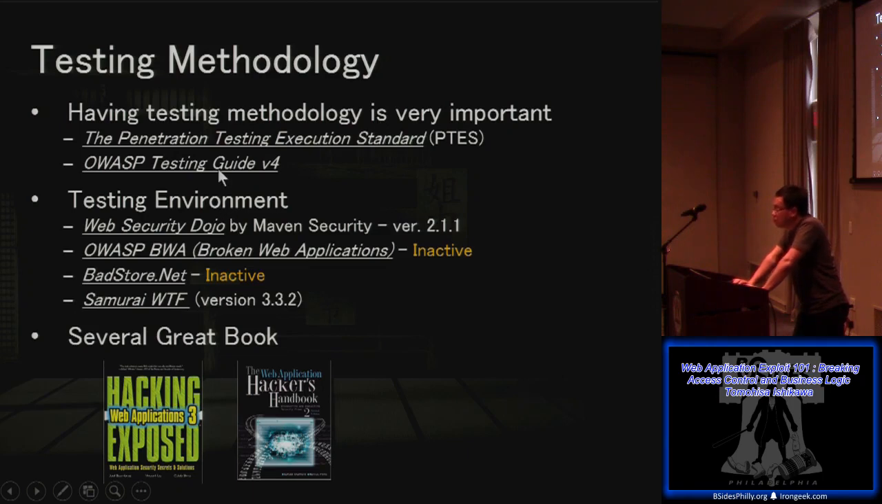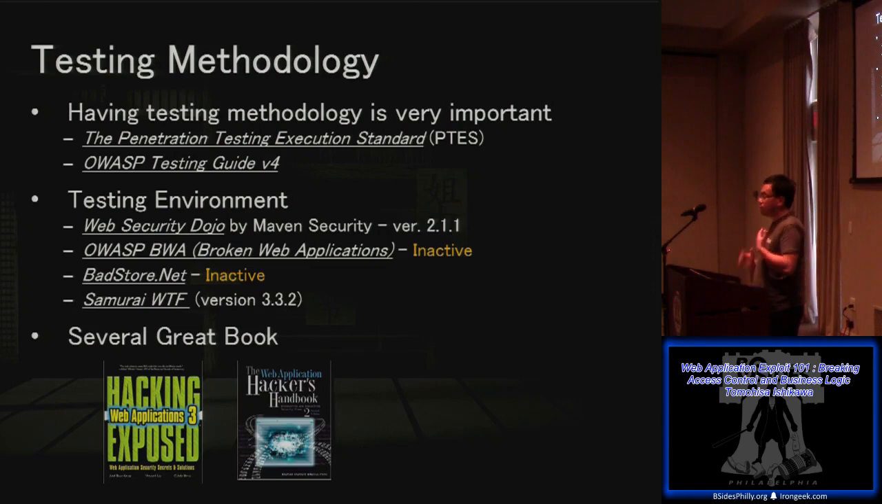At the same time, if you want to start a career in penetration testing, I definitely recommend having some testing environments. There are a number of testing environments. For example, Web Security Dojo by Maven Security. It's a great resource. Also, OWASP BWA, Broken Web Applications. It's an inactive project, but it's still a very great resource. At the same time, Vulnhub.net is also a great resource. It's actually inactive, but still it's working. Also, Samurai WTF is still a good environment to test web penetration testing. Actually, at DerbyCon in 2016, one guy said he tried to release version 4 of Samurai WTF, but it is not available yet, though it will be coming soon.